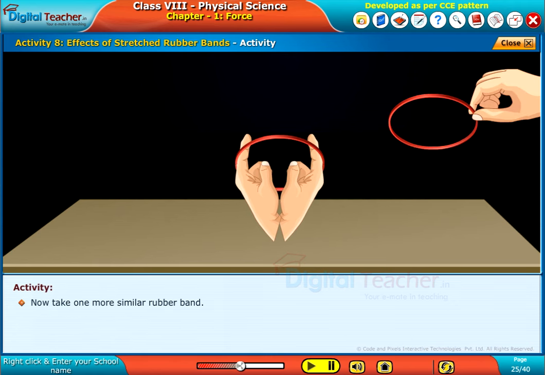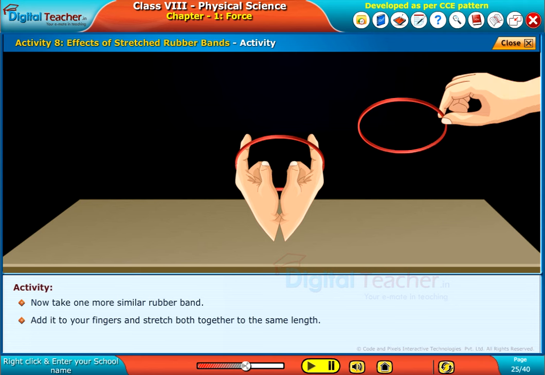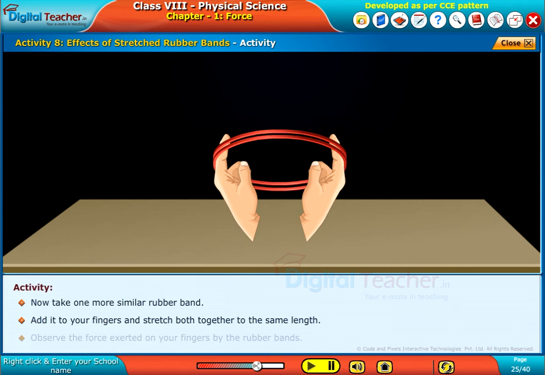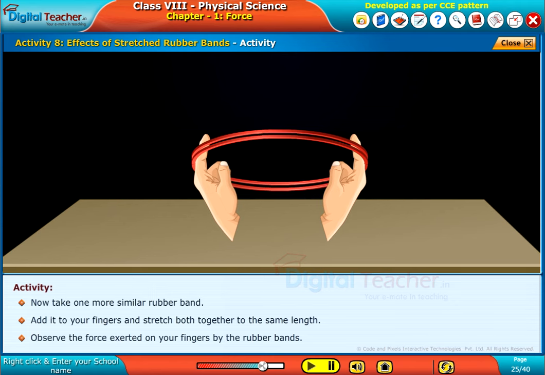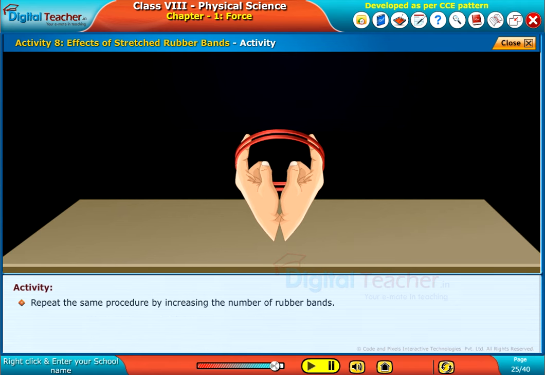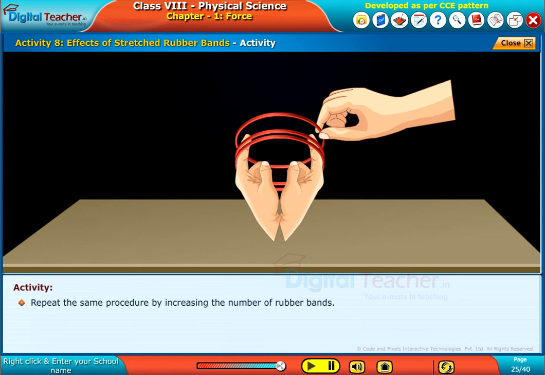Now take one more similar rubber band. Add it to your fingers and stretch both together to the same length. Observe the force exerted on your fingers by the rubber bands. Repeat the same procedure by increasing the number of rubber bands.